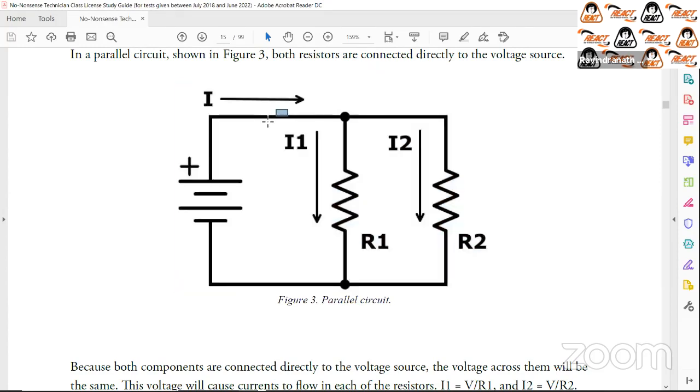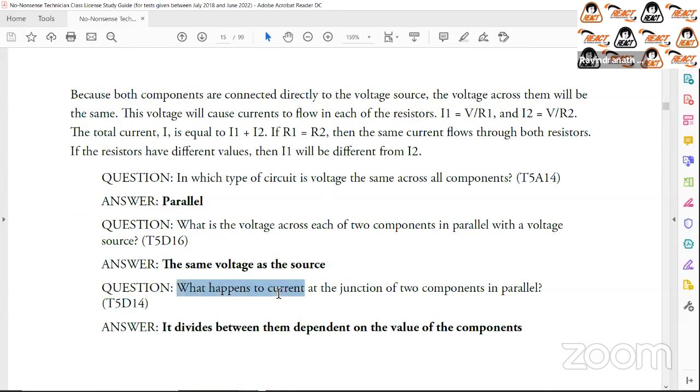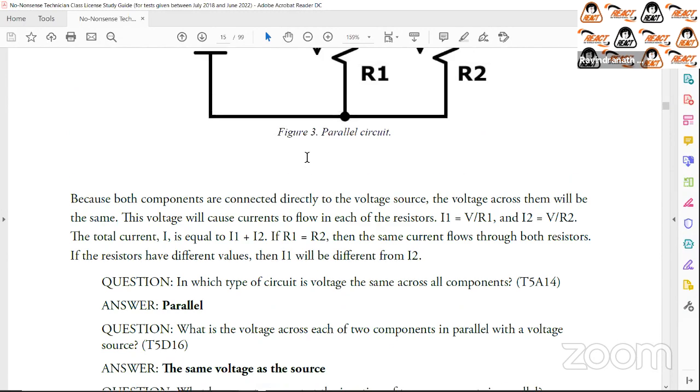But the way this thing works is like water. If you have a pipe and you have two ways for the water to go, guess what? The water will flow here and the water will flow here. It will flow in both pipes and come back around here. So the current divides itself. Well, let's look at what the question is. What happens to the current at the junction of two components in parallel? The current divides between them dependent on the value of the components.